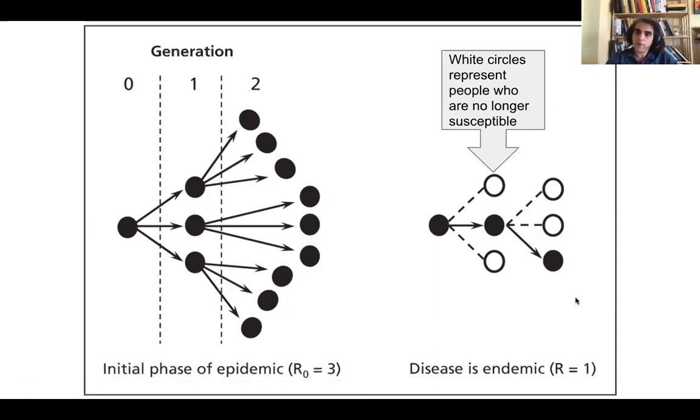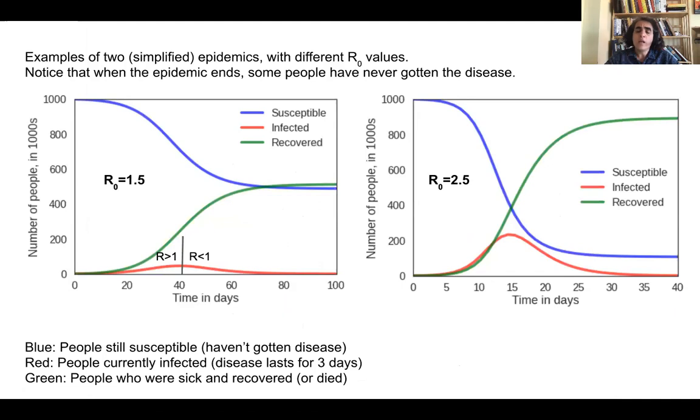until they get their immunities. So we think of these as being childhood diseases because people developed immunities by the time they lived to be adults. Here's a picture showing the progress, a very simplified progress, of two different epidemics with two different R naught values.